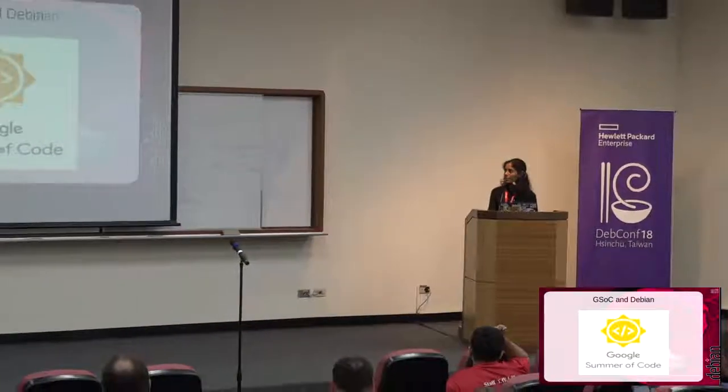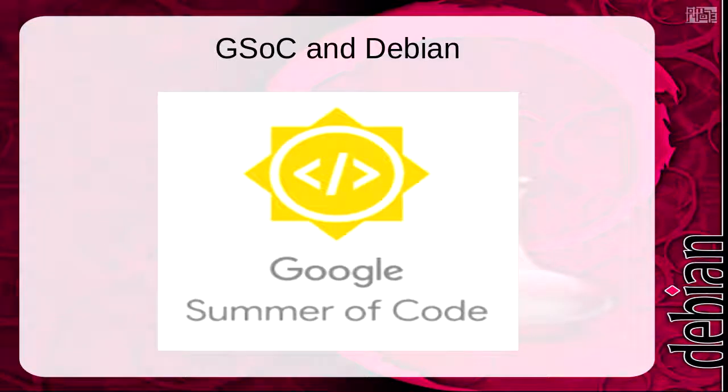Okay. So let me introduce myself. I'm Jaminy. I come from Sri Lanka. I'm one of the coordinators for Google Summer of Code with Debian. Debian has been participating in Google Summer of Code since 2005, and it's been 13 years of participation. We had a break in 2017, and now we are back again in 2018 with Google Summer of Code.